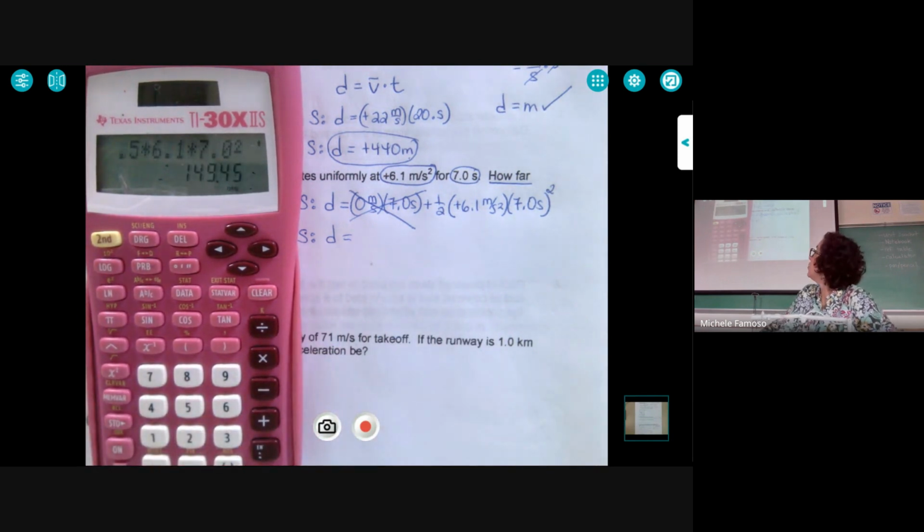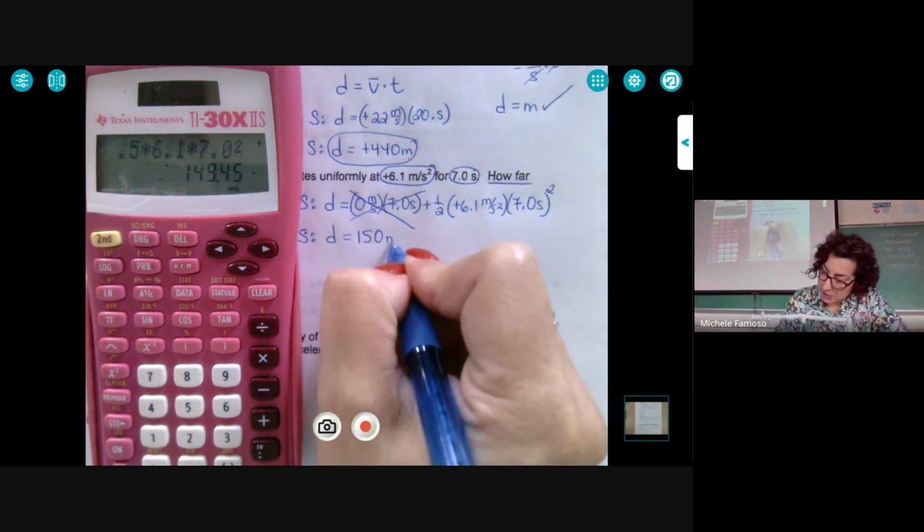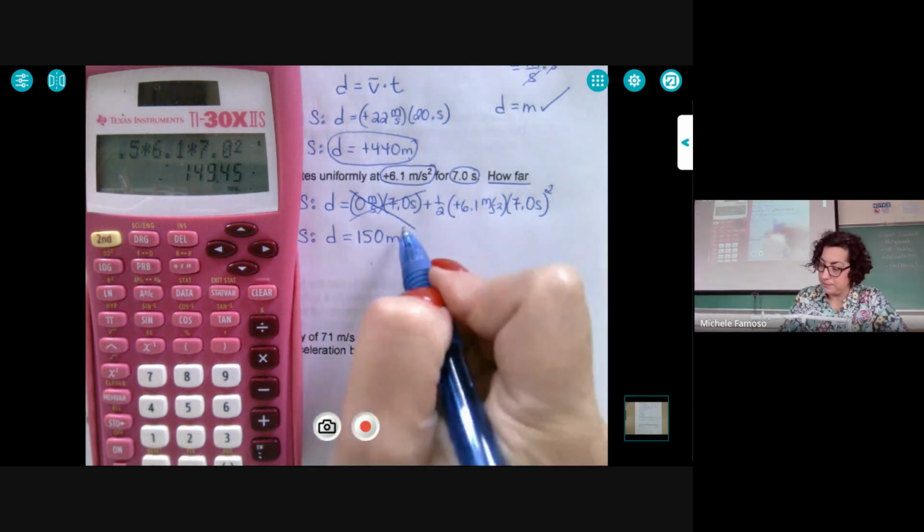That's not the answer to the question. It is not 149.45. What should the answer be? Logan? 150. There you go. 2 sig figs because of these 2 measurements. The 1/2 is not a measurement, so we ignore it.